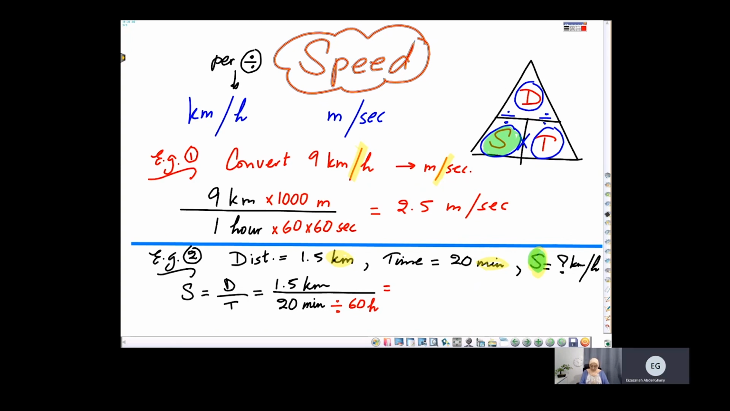1.5, and you write down 20 divided by 60. It's equal to 4.5 kilometers per hour. This is how to convert speed. If you need another example, let's go to example number 3.